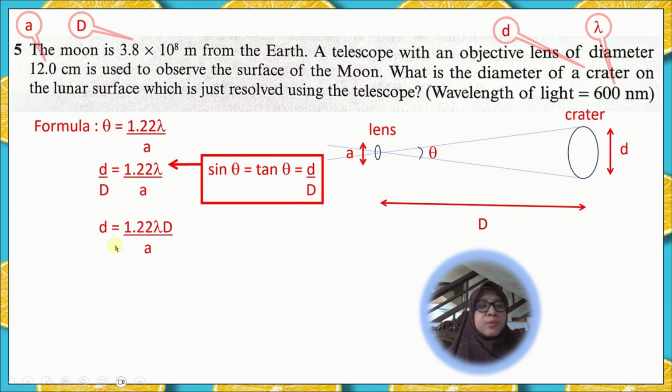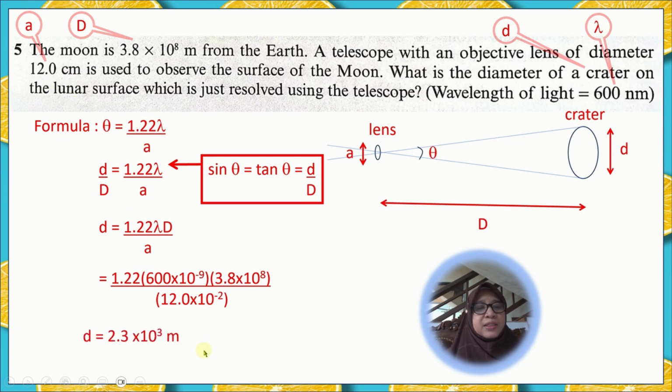So we cross multiply to get the diameter of the crater. So d equals 1.22 lambda D, the distance Earth Moon, divided by A. So we substitute everything and don't forget to convert to meter, so all have the same unit. So the answer, the diameter of the crater, is 2.3 times 10 to the power of 3 meter. So that's the answer.